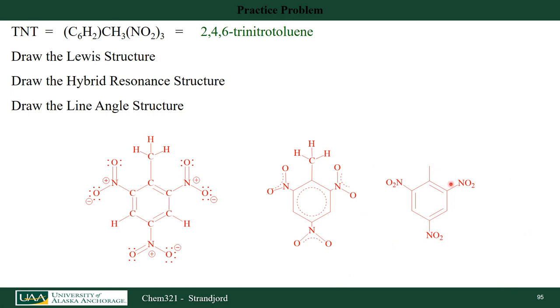I can look at this molecule and tell you it's trinitrotoluene very quickly compared to looking at this monstrosity over here with all these lines and lone pairs of electrons, etc.